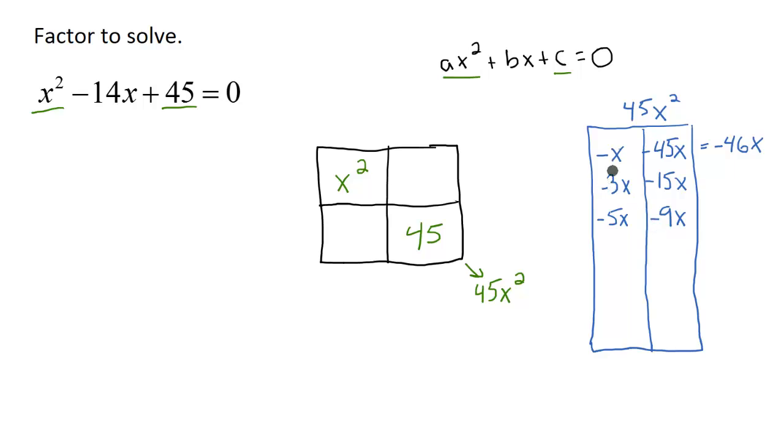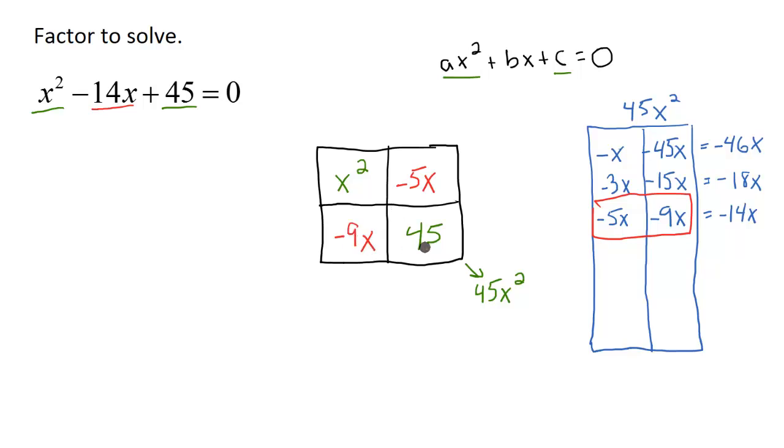So now negative 3x plus a negative 15x, that's going to be negative 18x. A negative 5x plus a negative 9x is going to be a negative 14x, and that is the pair of terms that I'm looking for. Negative 5x plus a negative 9x will be the negative 14x that I'm looking for right here. So I can plug these two terms into my remaining boxes.